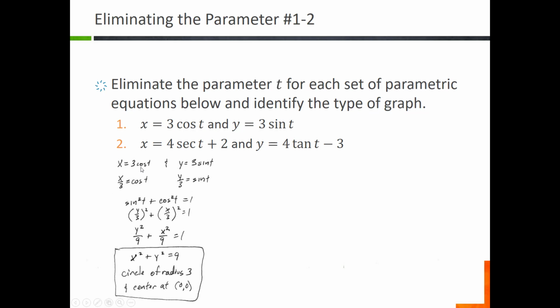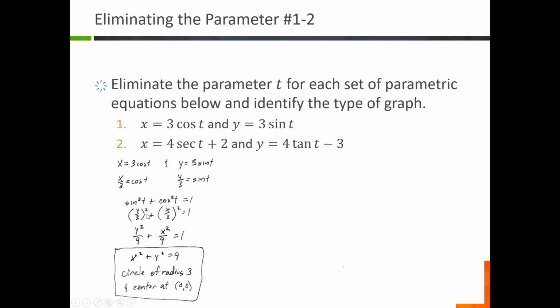If you remember, one of the Pythagorean identities is sine squared plus cosine squared is equal to 1. So if I take these two equations and solve them for sine and cosine, which I can do by dividing by the 3's, I can replace the cosine with x over 3 and the sine with y over 3. That gives me y over 3 squared plus x over 3 squared still equals 1, because that's based off of this Pythagorean identity.